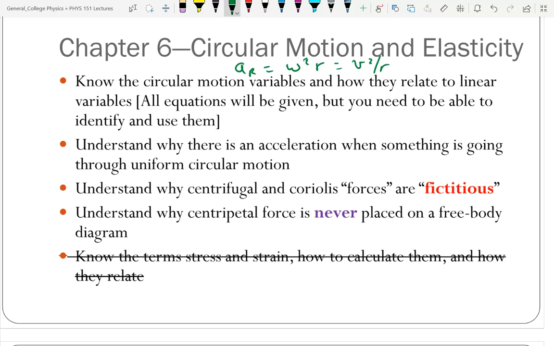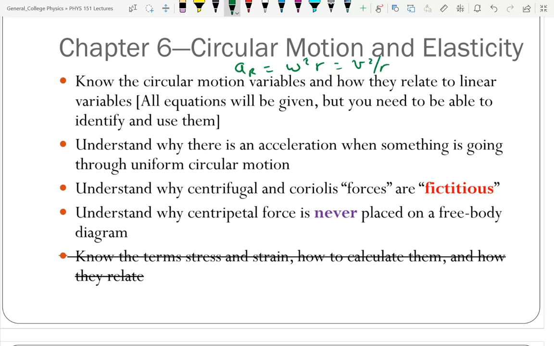What's going on is the bob is trying to go in a straight line and I'm pulling in to make it change directions. So yes, there is an outward force on my hand, but that's because I'm pulling in and the string's responding to me pulling in by pulling out. And so something would just go in a straight line if you didn't have the centripetal force pushing inward. The centrifugal term, we call it a fictitious force because there really is no force pulling the object outward in the circle. It's just inertia trying to make it go straight. So centrifugal is fictitious.